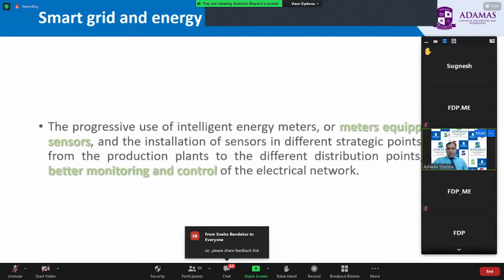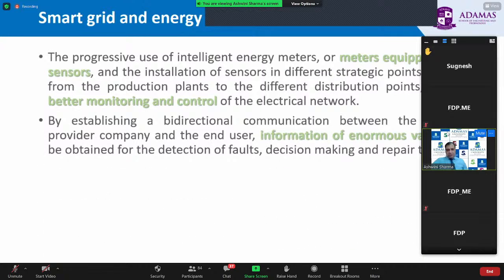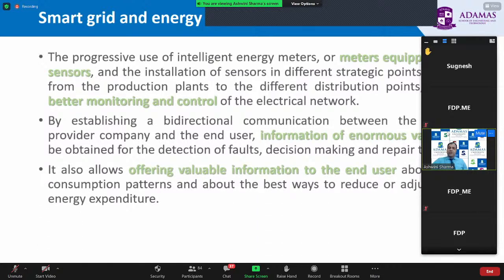Okay, so a smart grid's meter, equipped with the sensor and better monitoring and control, needs to be done in the electrical network. Information in this case is very, very high value as far as the consumption is concerned, offering valuable information to the end user. So if you have the smart meter, not the usual meter, the smart meters are actually giving you entire information on a particular day, how many units you have consumed, and in a particular time, what was the kilowatt you were using.